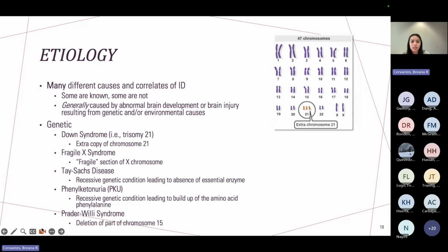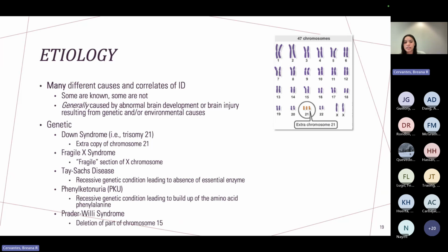So things like Down syndrome, right? Having an extra copy of your chromosome 21, that's over here in the image. Fragile X syndrome, Tay-Sachs disease, which is a recessive genetic condition, and so you don't have a particular enzyme that you need for functioning. PKU, which is another recessive genetic condition, and it leads to having excessive amino acid phenylalanine, and then Prader-Willi syndrome, which is where your chromosome 15 is deleted from your sequence.